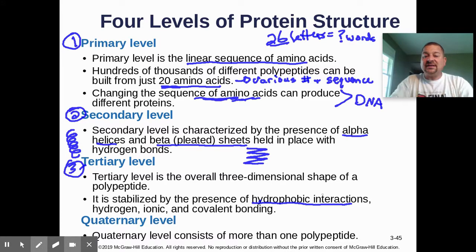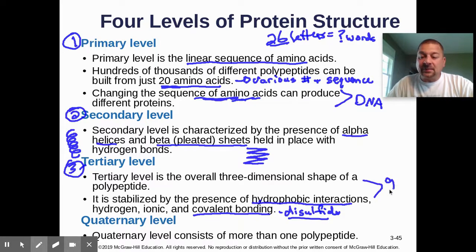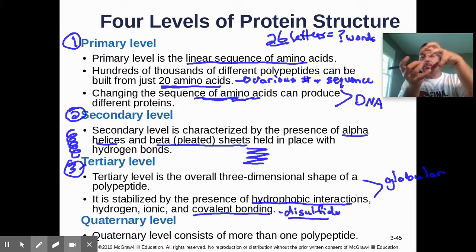And then you start to get other interactions of covalent bonding and ionic bonding. You get some disulfide bonds, which help hold that structure together. And they sort of clump up, and we say a lot of proteins are globular, because they look like globs. They sort of clump together.